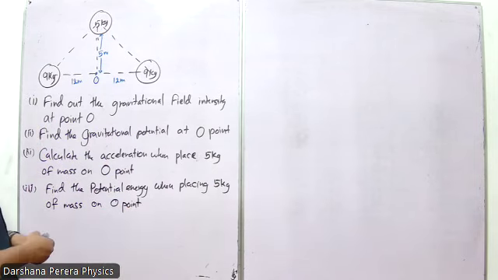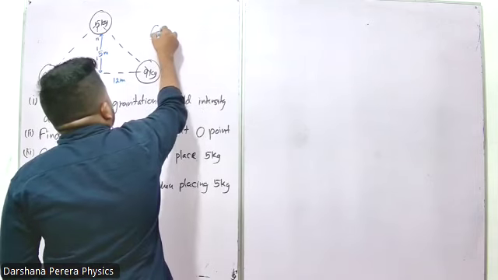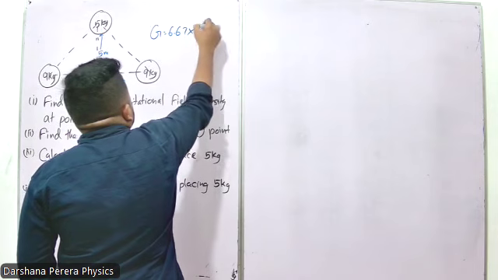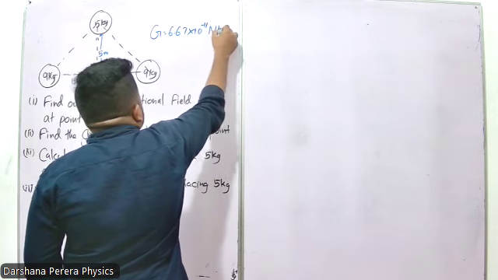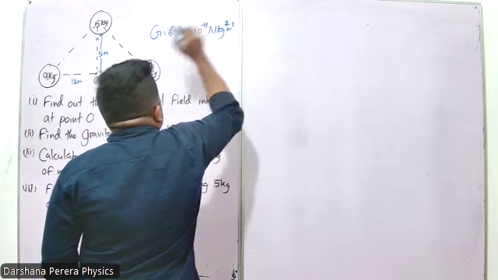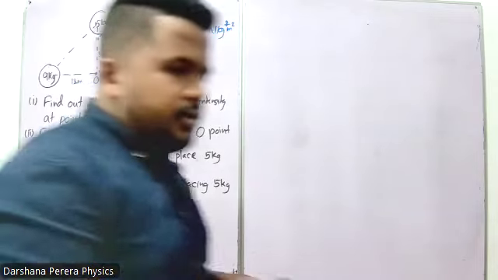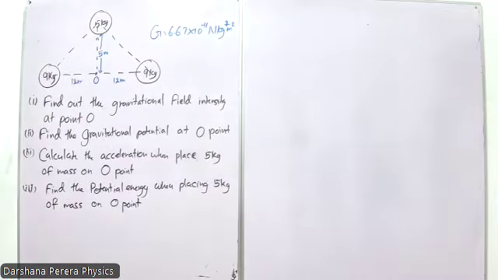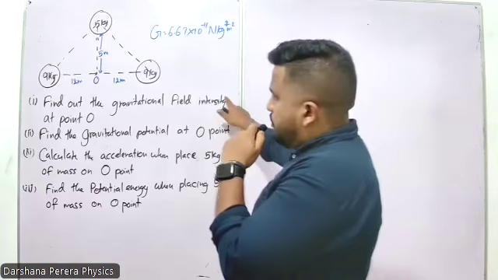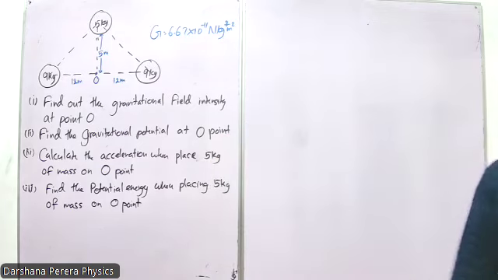Okay, do this one. G equals 6.67 into 10 to the power minus 11. It is a very easy problem. Right? It's a very easy problem, so find out this one. Now 1, 2, 3, 4. Quickly write down and find.